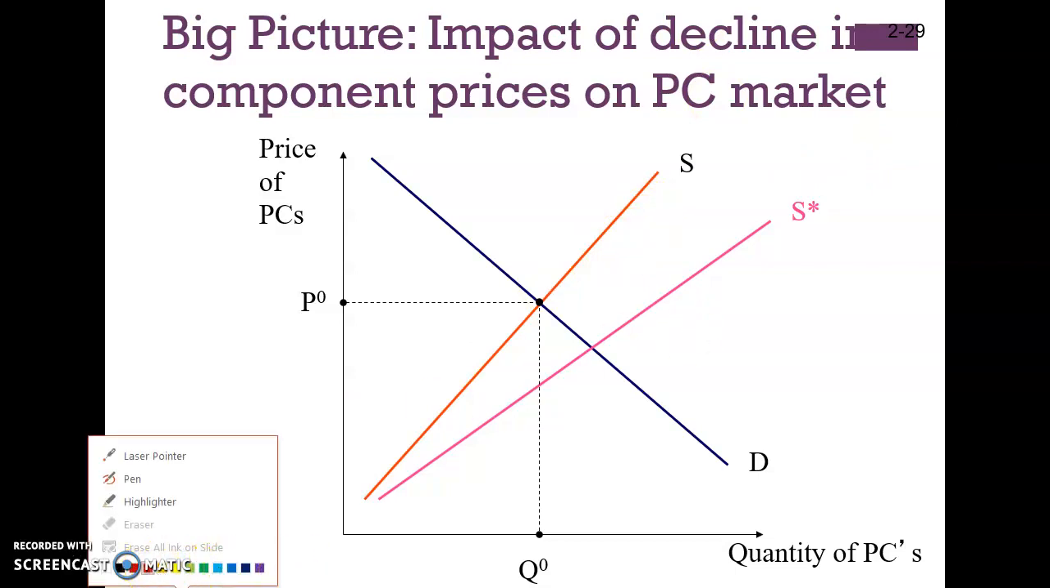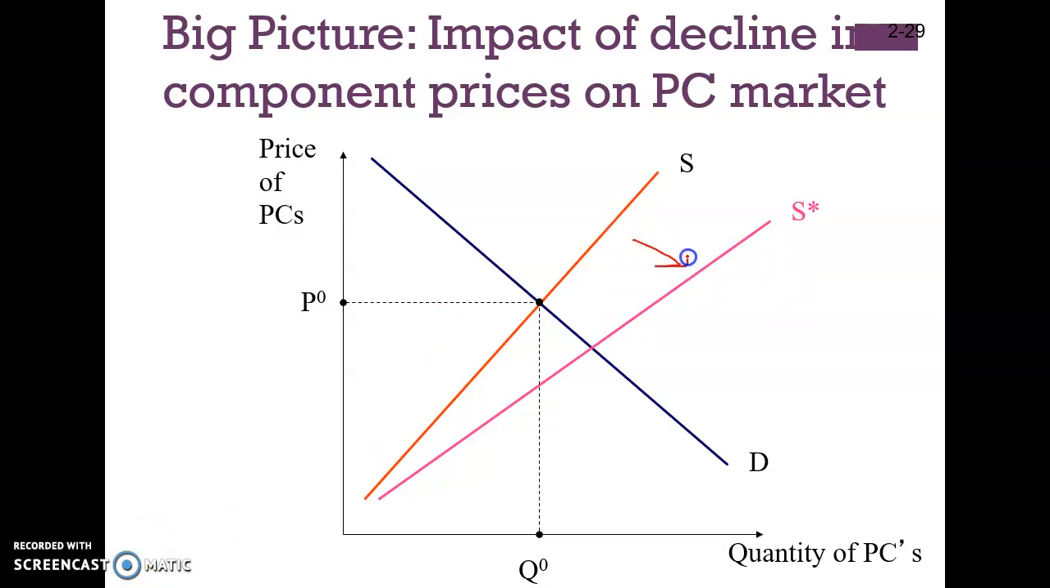Whenever they are going to supply more, the supply curve is going to move in this direction, resulting in a new equilibrium point, and at the new equilibrium point the price has been reduced and the quantity has been increased. You can see that the price has decreased and the quantity has increased overall in the market.